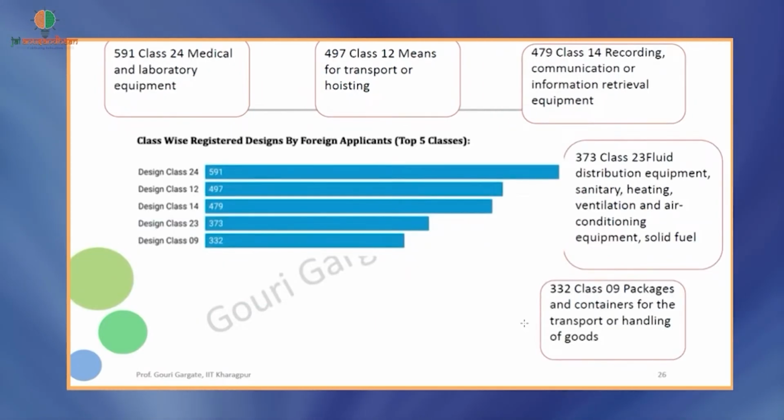Now, for the foreign applicants, we have seen 3,000 plus applications by foreign filers or foreign residents. Where are they focusing? They are focusing on class 24, medical and lab equipment, right? Then there is class 12, transportation. Class 14 is for recording, communication or information retrieval equipment. Class 23 is related to sanitary equipment, distribution equipment, heating and ventilation. And class 9 is related to containers for the transport or handling of goods.